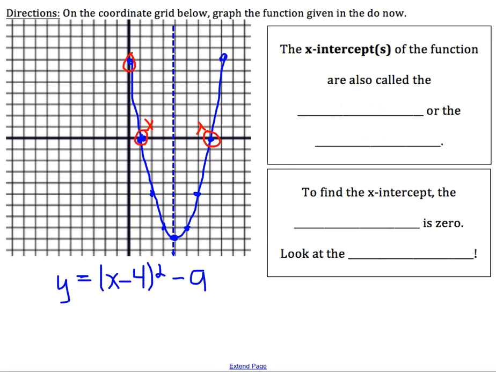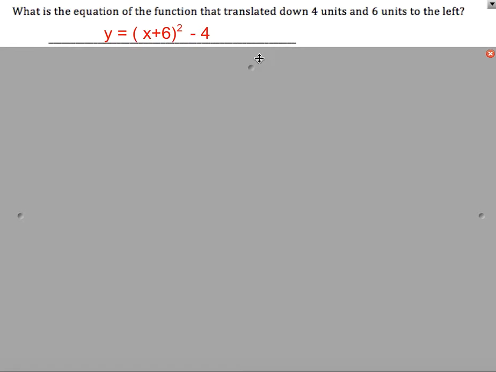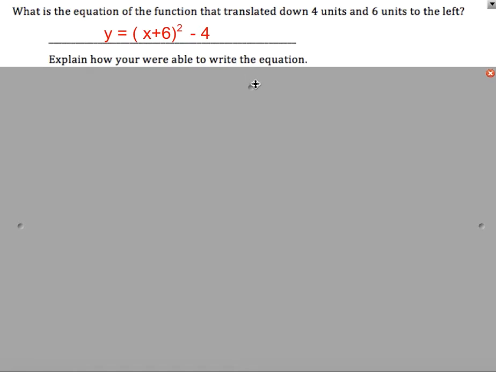Okay, now what is the equation of a function that is shifted down 4 units and 6 units to the left? So I want you to think about what you do. Go back to the do now, which is here. This was moving right 4 units and down 9. So how are we going to go now 6 units left and down 4 units? You should have an equation that looks like this. To the left means +6 and down is -4 still.